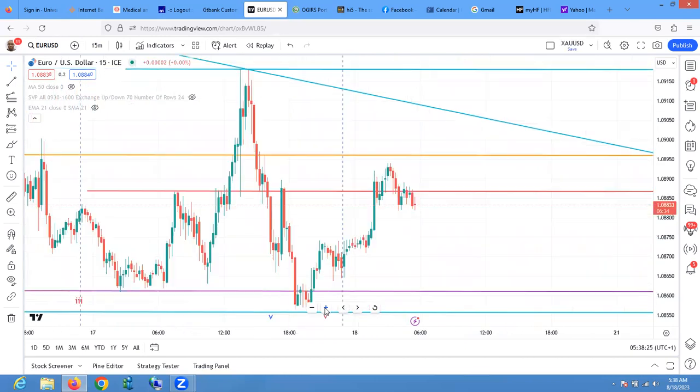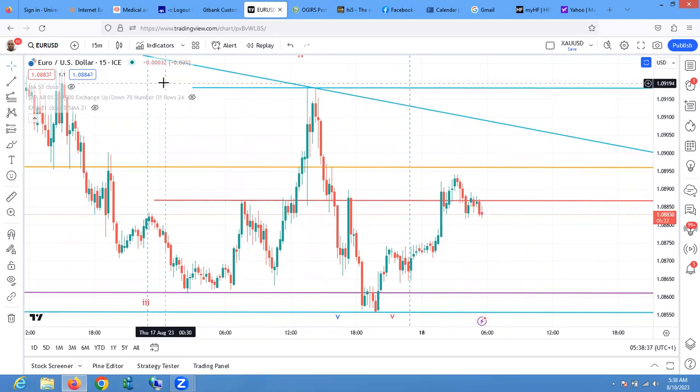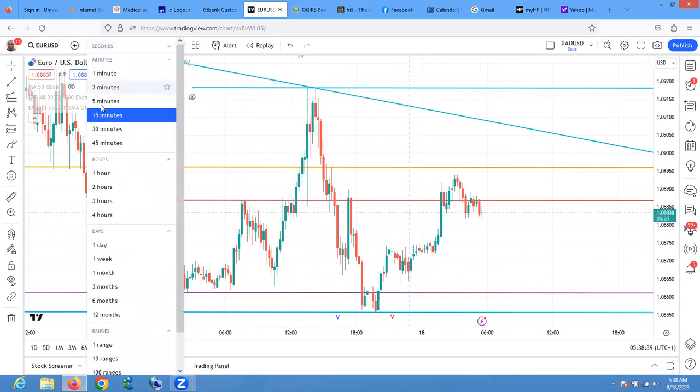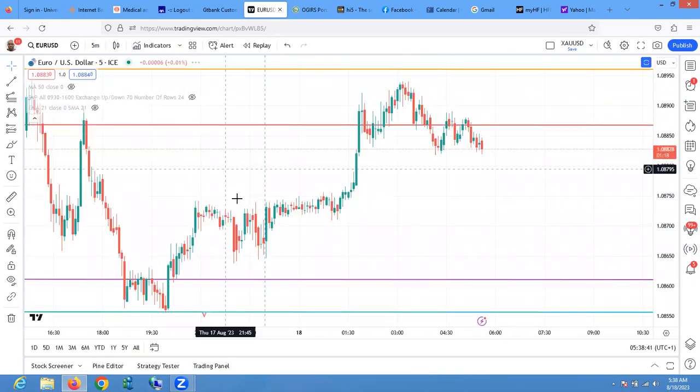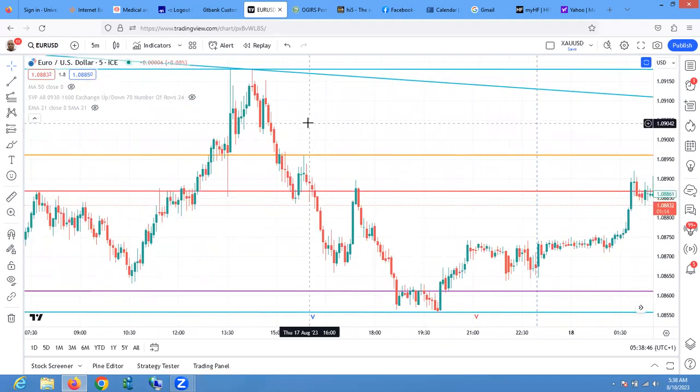Let's expand that. Is it complete as a 5 wave? Yeah, it looks so much like it has completed itself as a 5 wave. Let's go inside of the 5 minutes time frame.